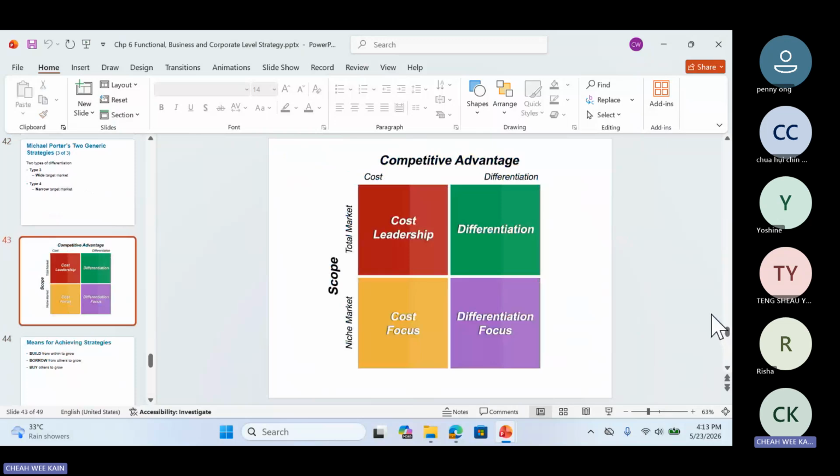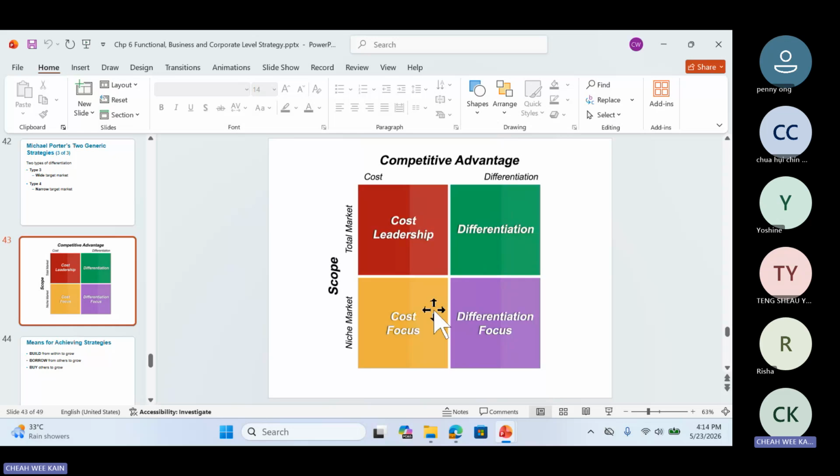Okay. Now this one, Michael Porter talks about competitive advantage, which is very good. Scope, niche market or overall total market. If your cost is very low and you want to attack the total market, let's say you're making mineral water, okay, you want to attack the whole Malaysian market, you better go and do cost leadership. What does that mean? You must make product very cheap. Now, if you want to control the whole market, but you want to be differentiated, you want to make oxygen mineral water, okay, so it's called differentiation.